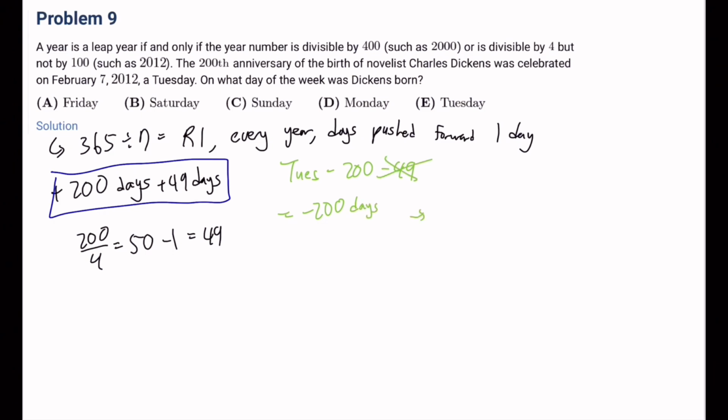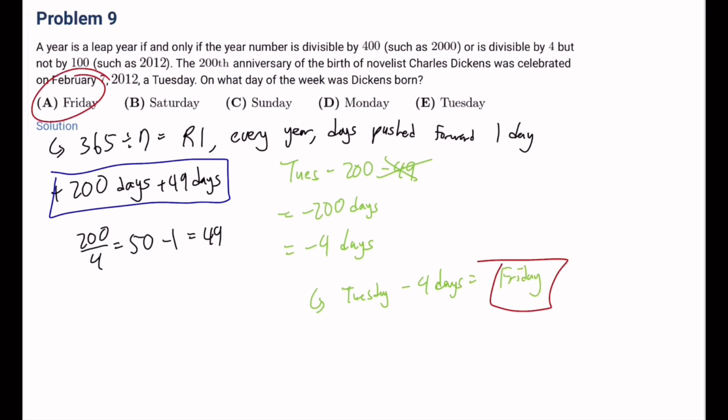And 200, we know that 196 is also a multiple of 7, because that's 14 squared. So if we take away 196, that's going to be just minus 4 days. On what day of the week was Dickens born? This gives us Tuesday minus 4 days, and that would be a Friday. So Friday is our answer, it's A.